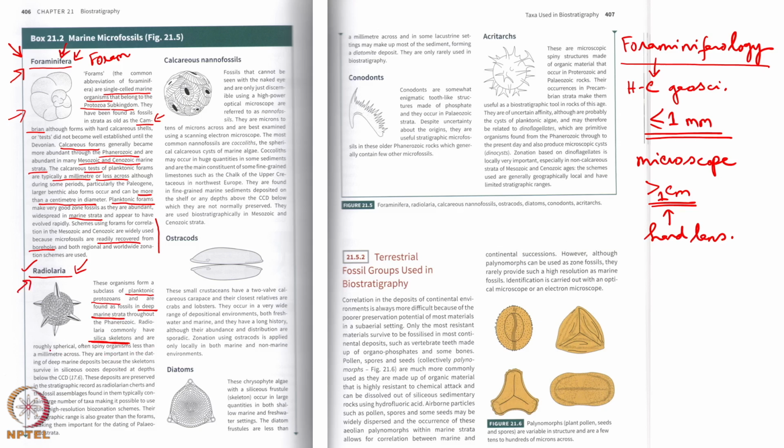Radiolarian appearance is nearly spherical, often with spines. So, these are the spines, and these organisms are again less than 1 millimeter in diameter. They are important to date the deep marine deposits because the skeleton survives in the siliceous ooze deposited at depth below the CCD, the carbonate compensation depth. Radiolarian chert is a common appearance.